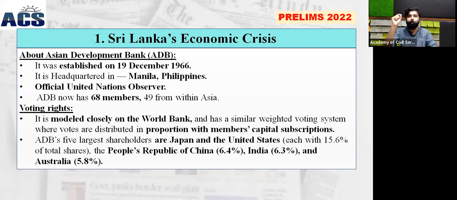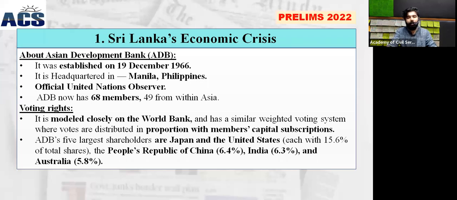The Asian Development Bank was established on December 19th, 1966, and it is headquartered in Manila, Philippines. It is also an official observer to the United Nations. Currently it has 68 members. I think UPSC has already asked one question with regard to the Asian Development Bank, so this year also we can expect a question about the ADB. Currently 68 members are part of the Asian Development Bank, including Sri Lanka. Remember that Sri Lanka is a member, and it also got a lot of loans from the Asian Development Bank, which is the second largest lender to Sri Lanka.